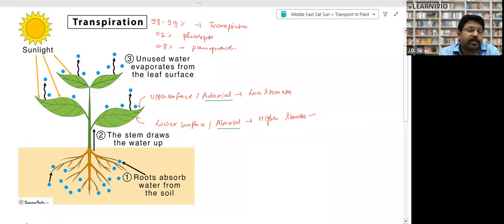Why does transpiration take place? What is the purpose behind transpiration? Come on, guys, it's a very simple and logical question. What is the purpose behind transpiration? To regulate the temperature. Very good, excellent. It helps to release heat, so it helps in releasing temperature. That is the important point.